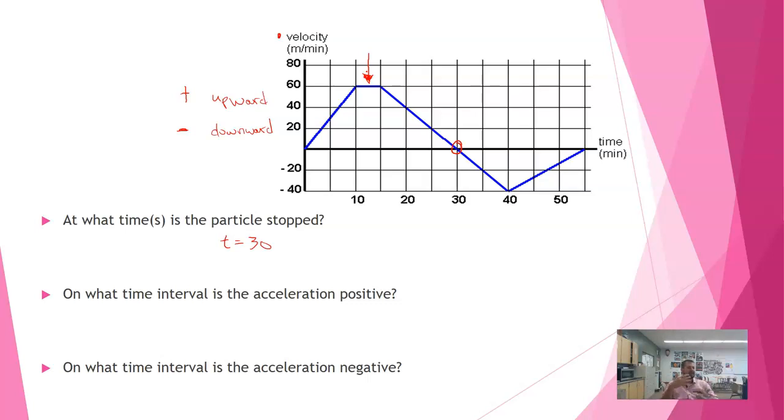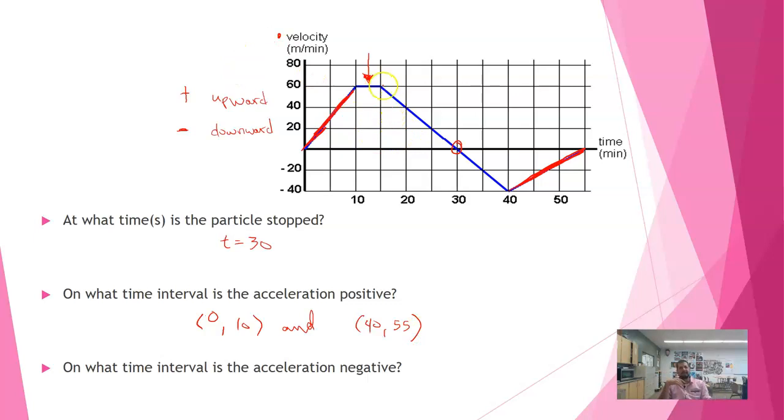Now, the next question says, on what time interval is the acceleration positive? Well, the acceleration is the derivative of velocity. So if I want to know where the acceleration is positive, I simply look at the graph, and anywhere that the graph is increasing, that means I would have a positive derivative. So here and here, on both of those intervals, I would have a positive acceleration because the slope of the velocity is positive. So anytime you're looking for an acceleration, we look at the slope of the velocity. In this case, I would say from 0 to 10, and we would also say from 40 to 55. On both of those intervals, our acceleration would be positive.